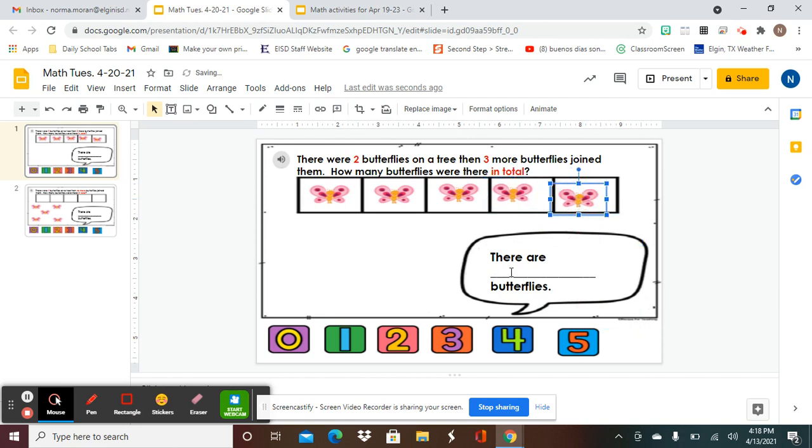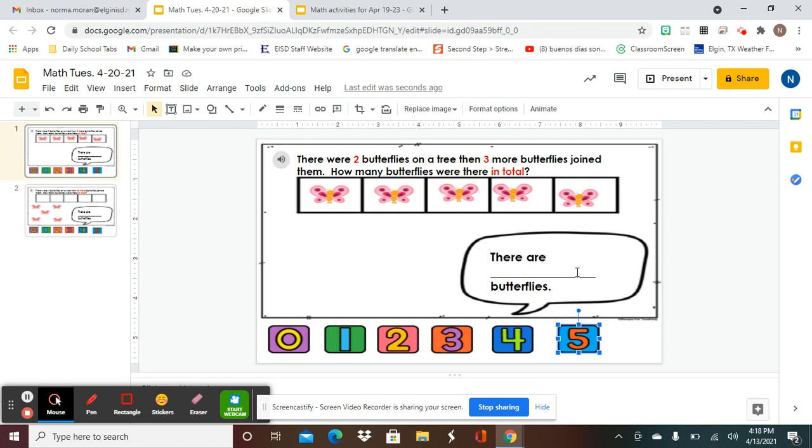And down here it says there are blank butterflies. So now we have to figure out how many butterflies are there in total. So you will have to count all of your butterflies together and then look for that number if it's 0, 1, 2, 3, 4, or 5, and move that number because you can move those numbers. Move the number up here, okay, to this line.